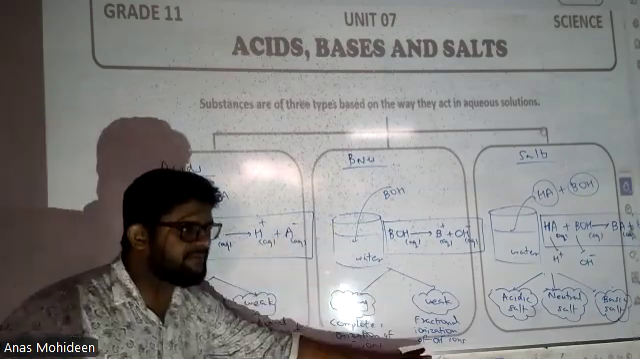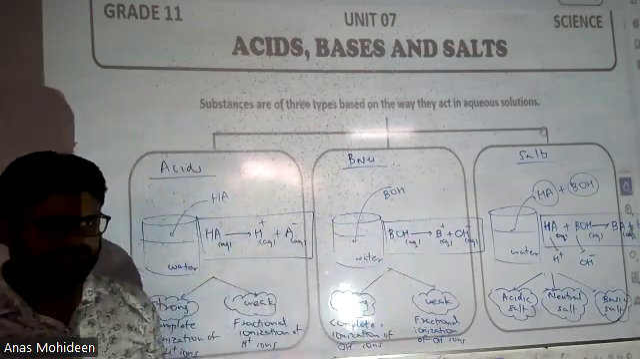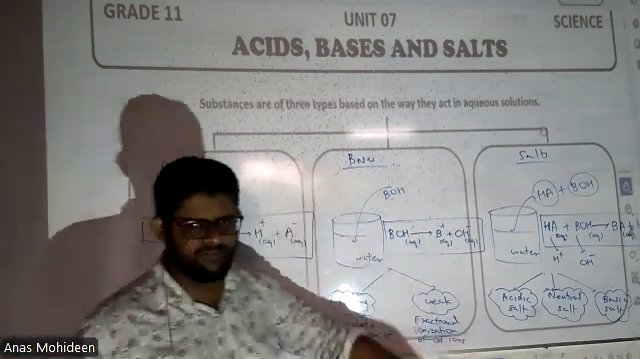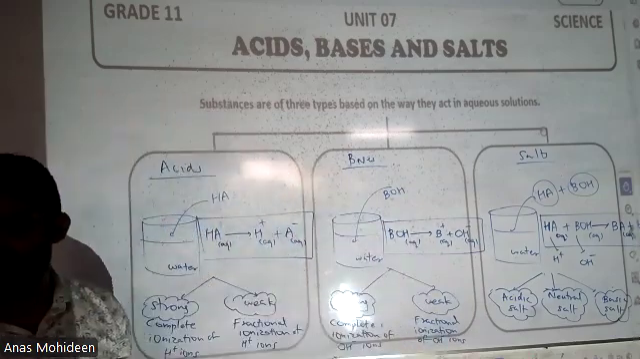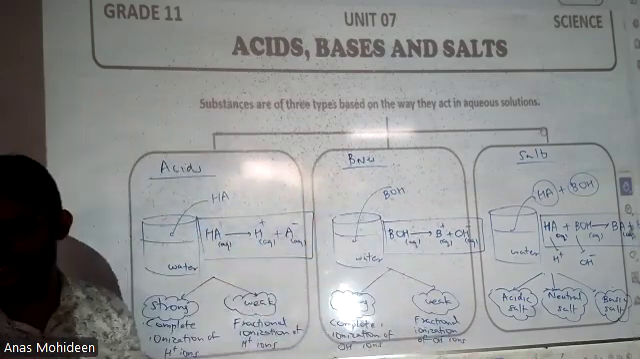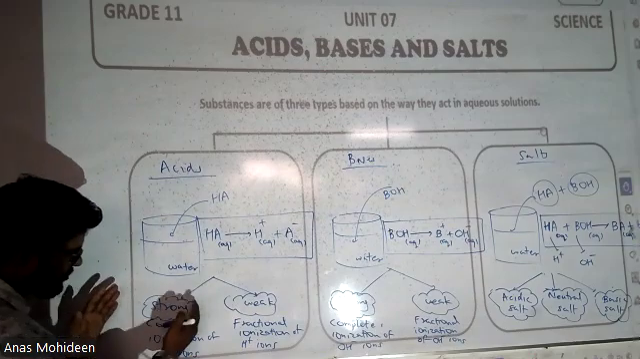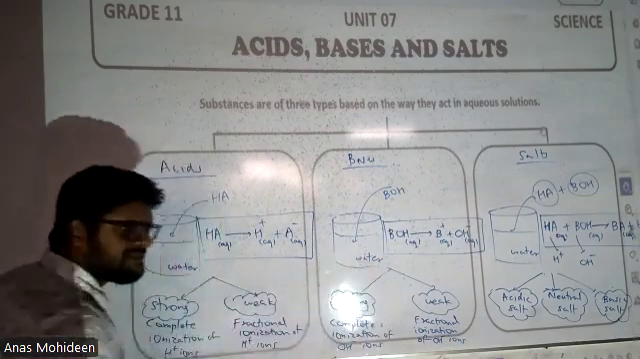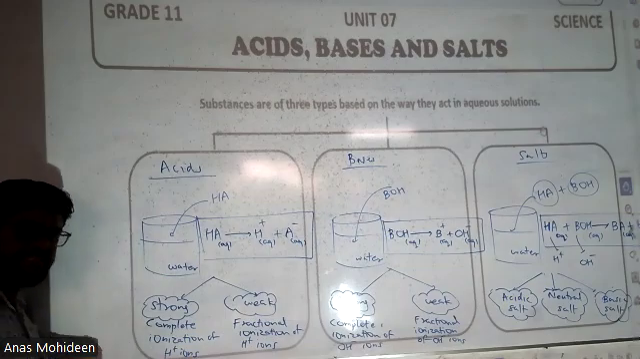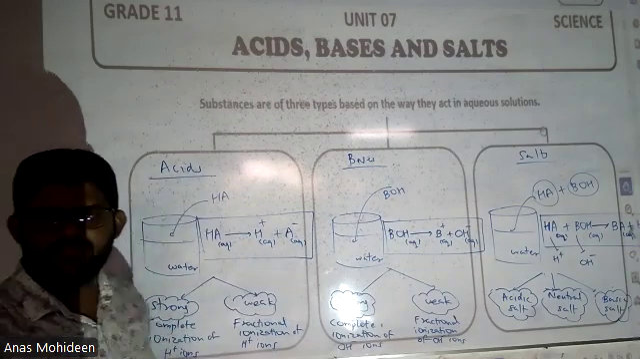Weak acid with weak base, also neutral. Got it? Strong acid, strong base, weak acid, weak base: when they are added, the salt formed is neutral. Let's say a strong acid with a weak base. Here the acid is strong, so the salt formed would be an acidic salt.